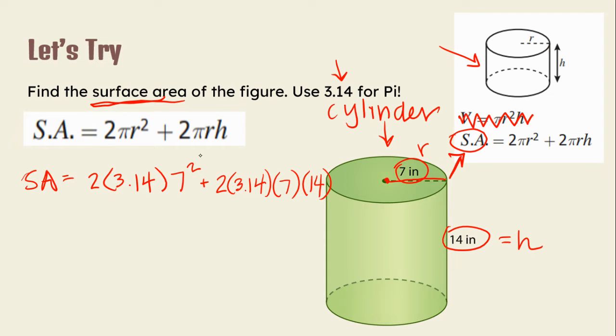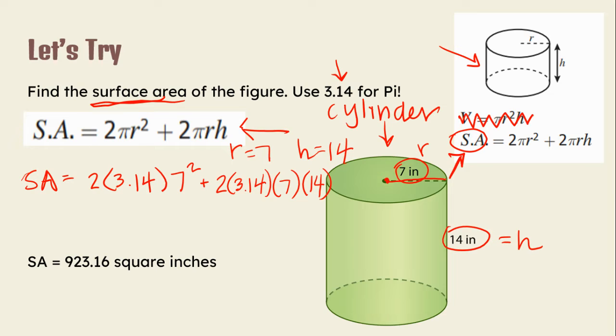7 for r, and then 2 pi r h. And then we can plug this directly into our calculator. Another way you can do this is you can type this exactly into the calculator and then tell your calculator in the next line r equals 7 and in the next line h equals 14. Or you can type it in this way, either way. Let's see what we get.